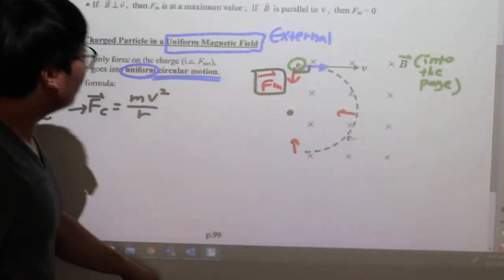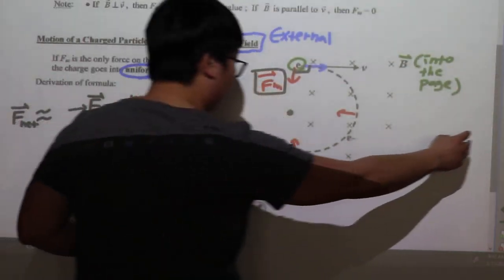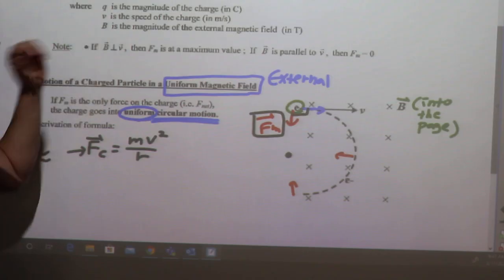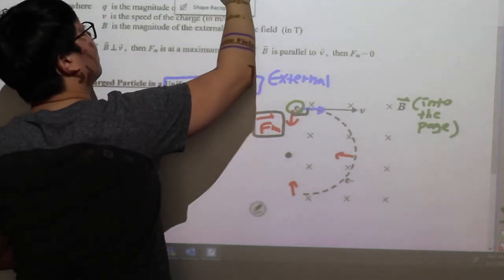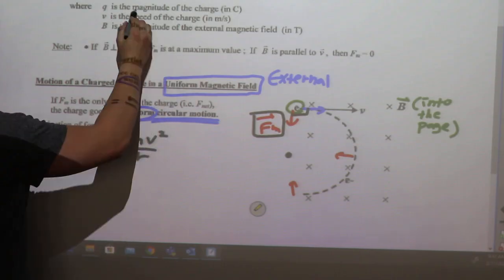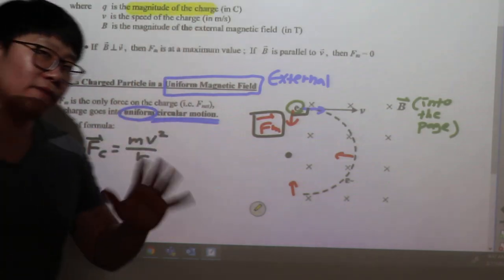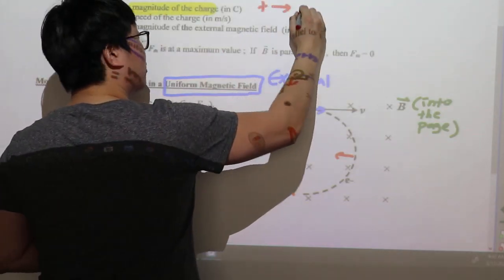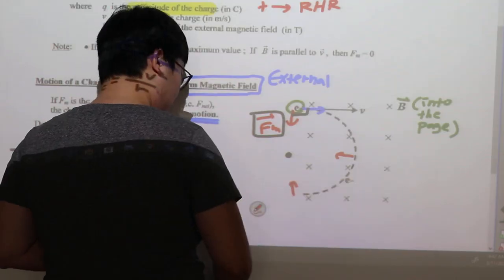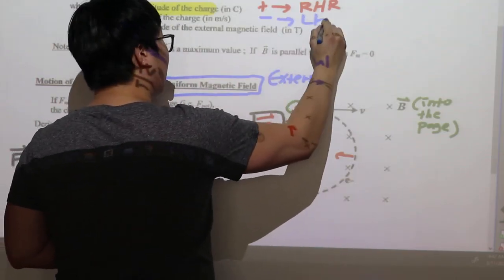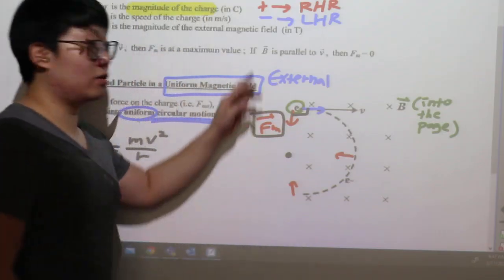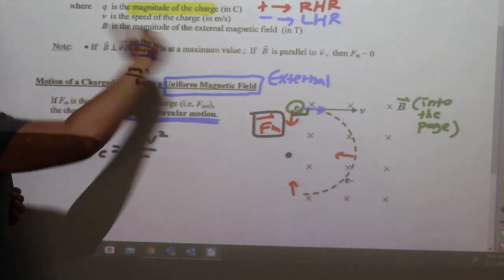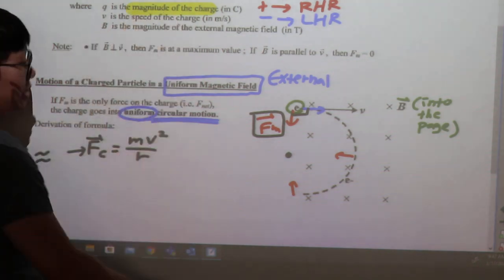Fm is equal to Q times V times B. If I highlight only a few things in this situation, Q is the magnitude of the charge. Let's not even talk about positive and negative, because for positive we use the right hand rule, and for negative we use the left hand rule. By using those two different rules, we can differentiate the vector. So we're talking about just the quantity in this situation.